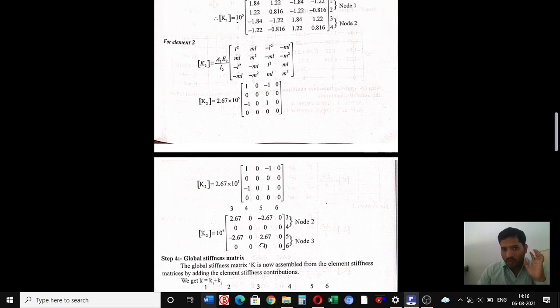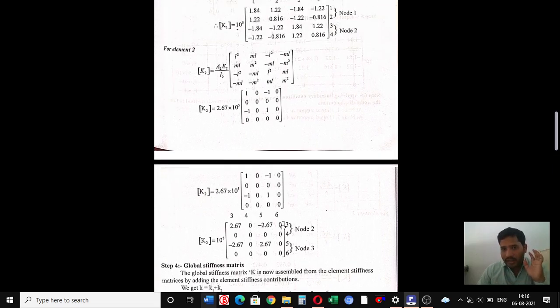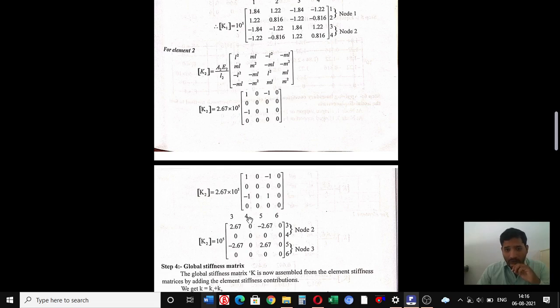Again we have to go for 3, 4, 5, 6. I told you this 3, 4 we can say as node number 2, and 5 and 6 we can say as node number 3. If you join node 2 to node 3, then you are forming which element here? Element number 2. If you join the second node to the third node, you are forming element number 2. Clear?